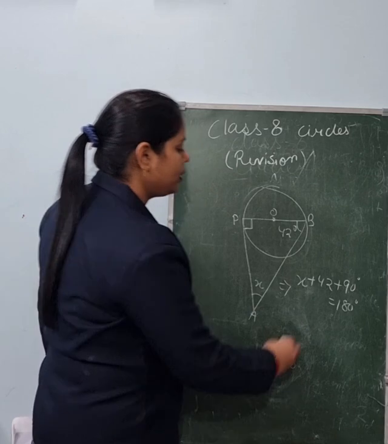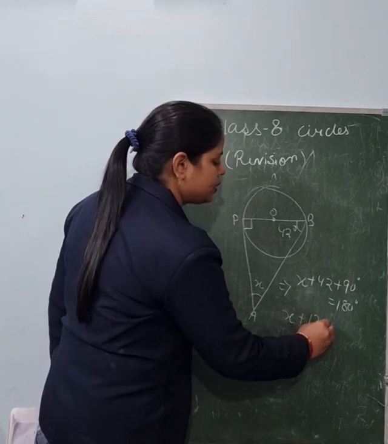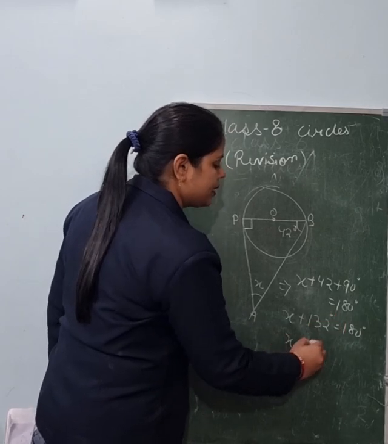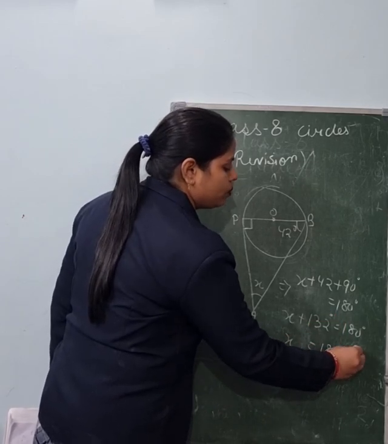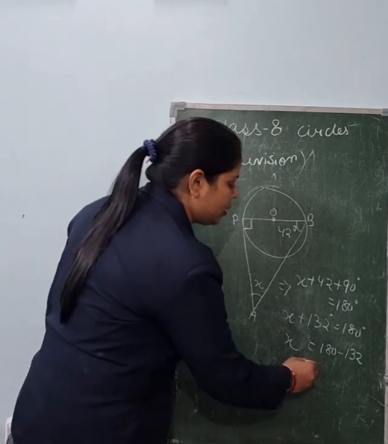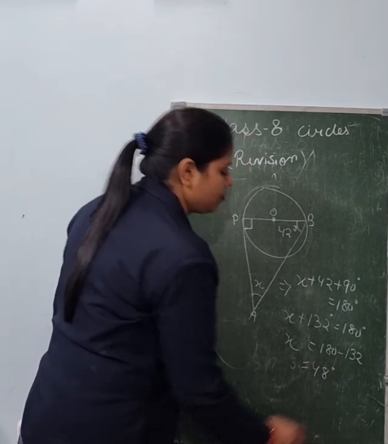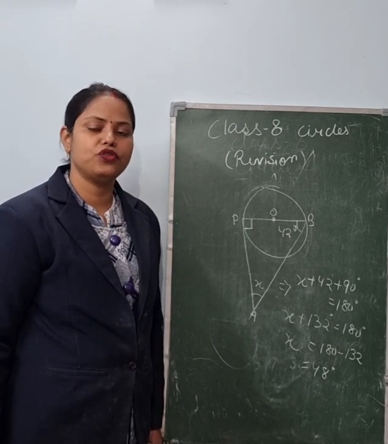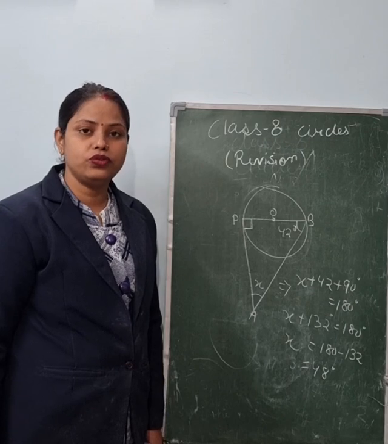Now we'll get x plus 132 is equal to 180 degrees. So x is equal to 180 minus 132 degrees, that is equal to 48 degrees. I hope that this question is now understood to all of you very nicely. Let us move to the next question.